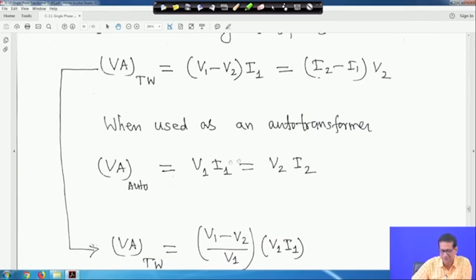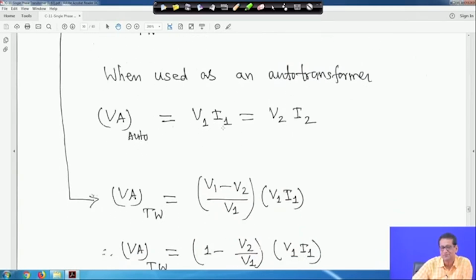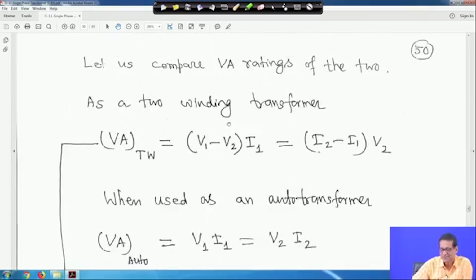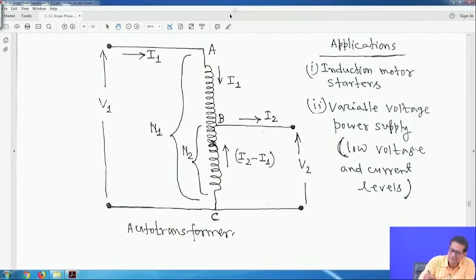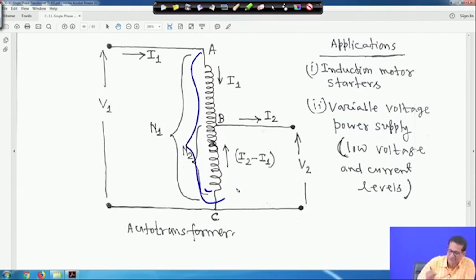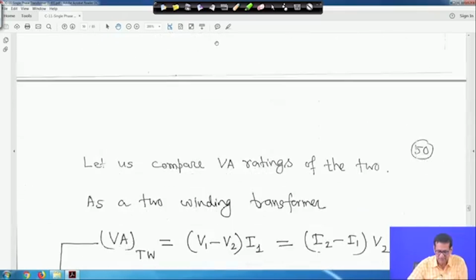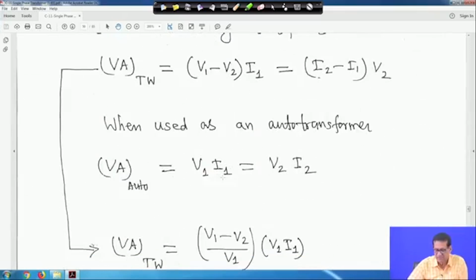When used as an auto transformer, the volt ampere will be V1 into I1, because the same winding is being used. So, for the auto transformer, this is the whole winding, and this way you think of primary and secondary, right. If you take this as V1 and the current is I1, the output you are taking is V2 into I2 minus I1, right.